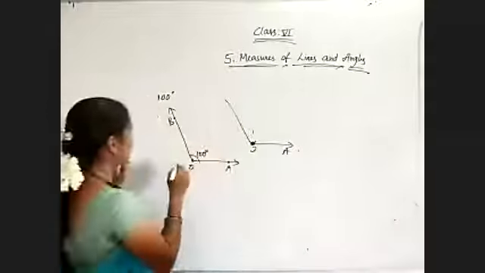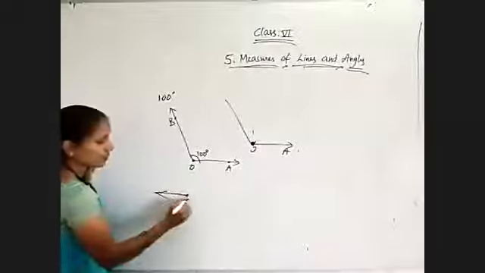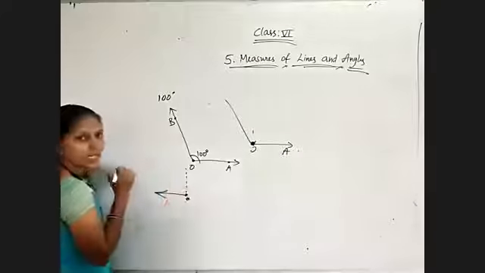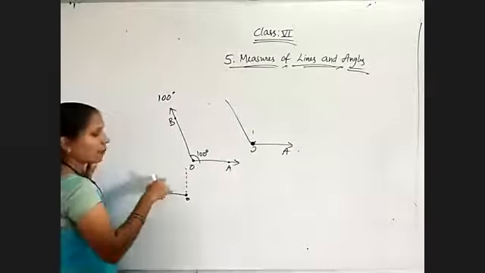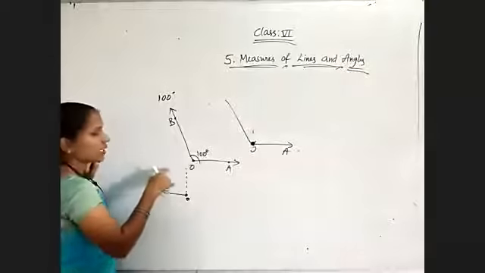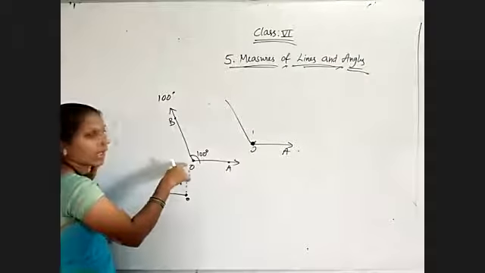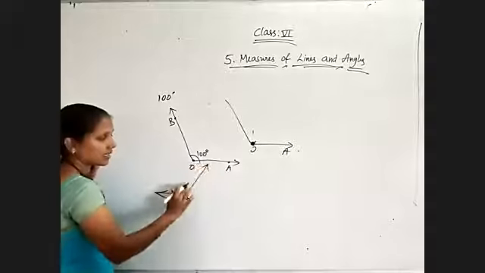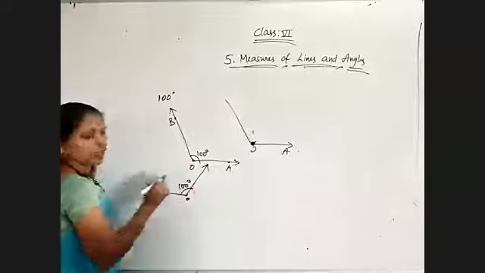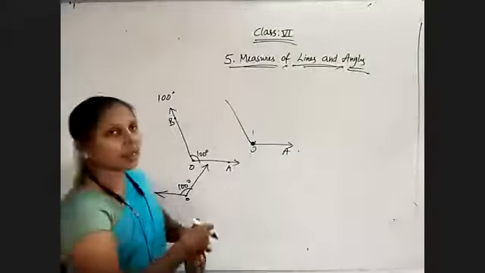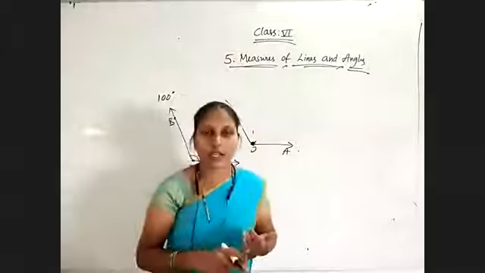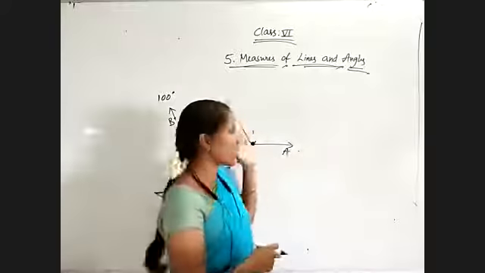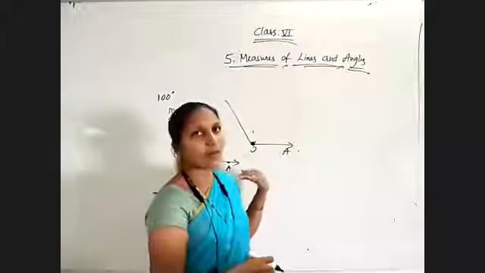If I am drawing the ray on the left side, this one is 90 degrees. So 10, 20, the upper values I must take: 10, 20, 30, 40, till 90. And the next 100 will come on this side. Like this I will get it. Obtuse angle. Remember, if you are getting less than 90, that is an acute angle, and more than 90, that is an obtuse angle. More than 90 and below 180.